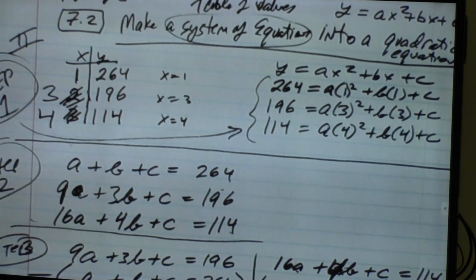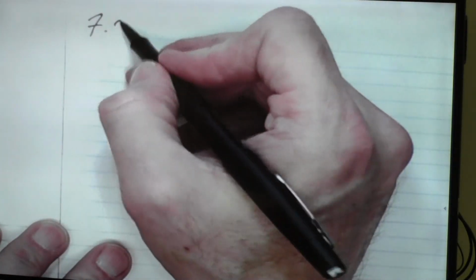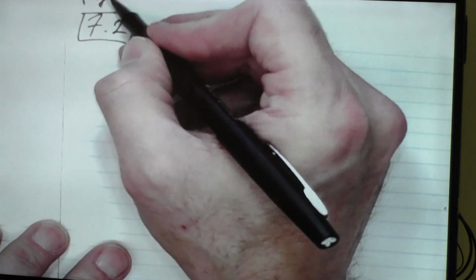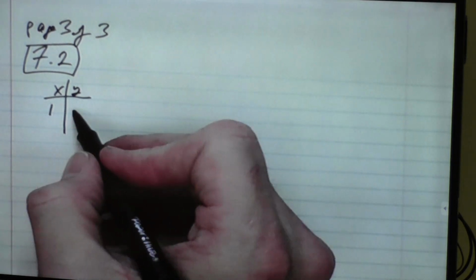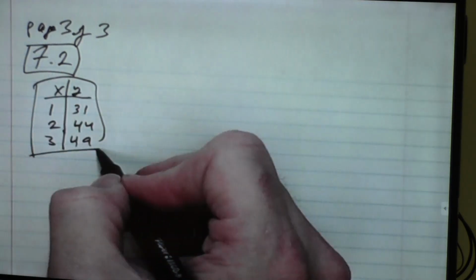Okay, since this is brand new and involves so many things, let's do one more. This will be page 3 of 3. So 7.2, page 3 of 3. And all I'm going to start with is a table of values where 1 is 31, 2 is 44, and 3 is 49. And the unwritten directions here are write a quadratic.